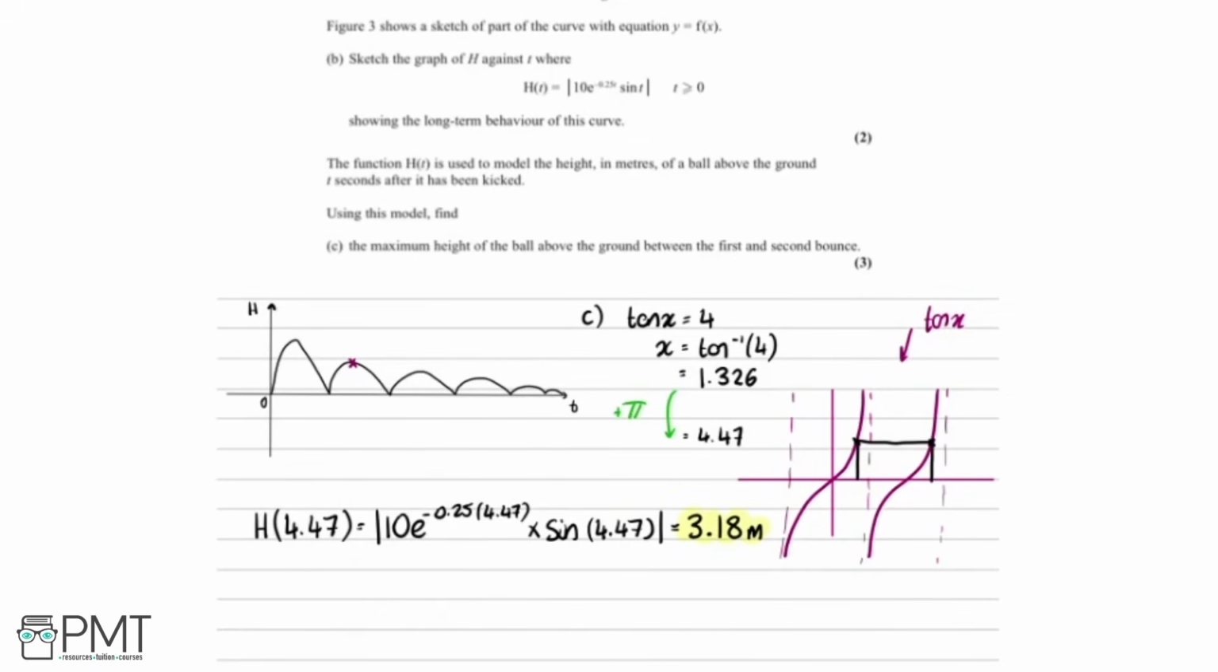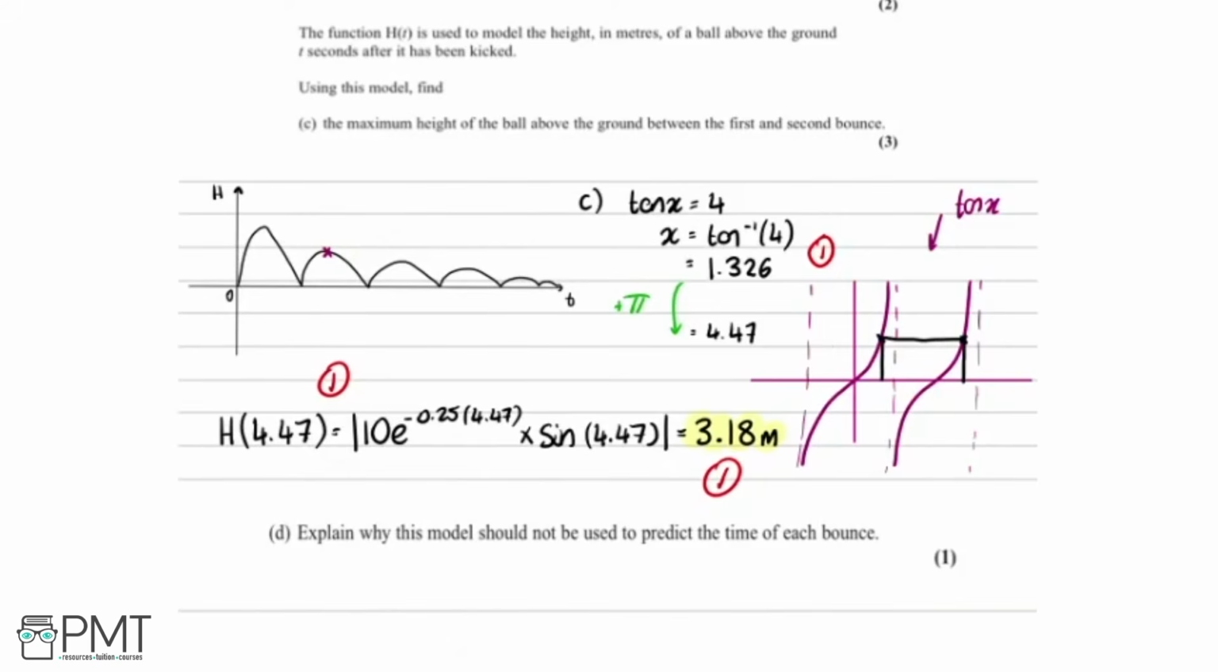For this question, we'll get 1 mark here for realising that we need to solve tan of x equals 4, and then substituting that into h of t. We get a second mark here for substituting the correct value into h of t, and then writing this part out here. And then we get the final mark for the correct answer of 3.18 meters.